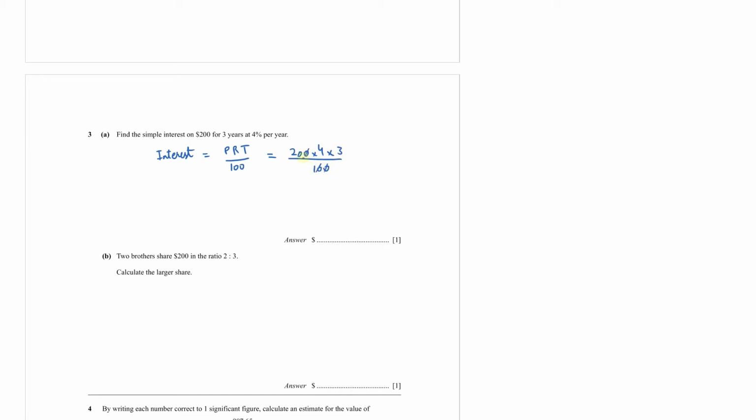So I can cancel these zeros out. 4 times 2 is 8, 8 times 3 is 24. So $24 is the interest for 3 years. Part B is two brothers share $200 in the ratio 2:3.